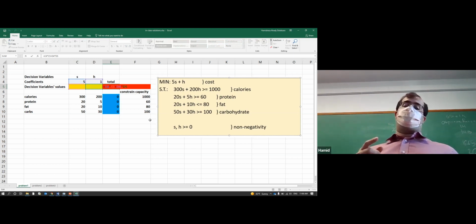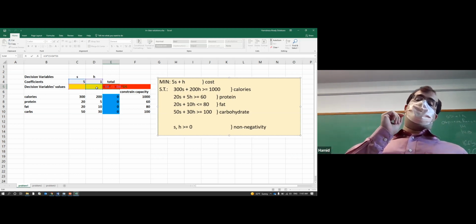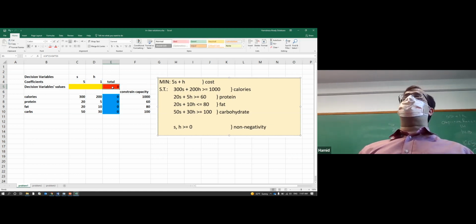So 5 times C5 plus 1 times E5 would be my objective function. So basically, you find your objective function from these yellow cells, and it is in the red cell. If you click on the red cell, you can see the formula of the objective function. 5 times C5, sorry, 5 times C4 plus 1 times D4.